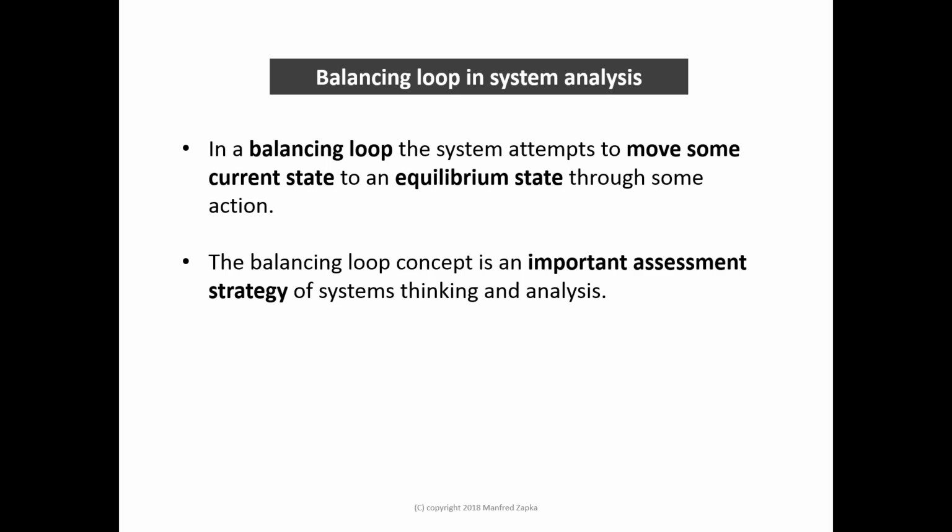We now introduce the concept of balancing loop in system analysis. A balancing loop is defined as a process where the system moves from one present state to an equilibrium state where the process involves some form of action. The balancing loop concept is an important assessment strategy of system thinking and analysis. The balancing loop considers a range of actions where the actions require some form of driving force.